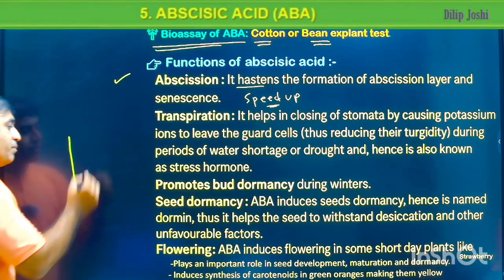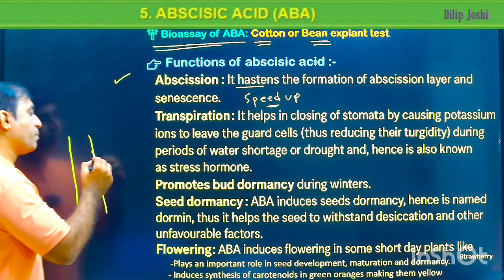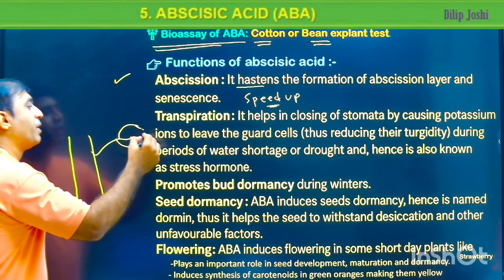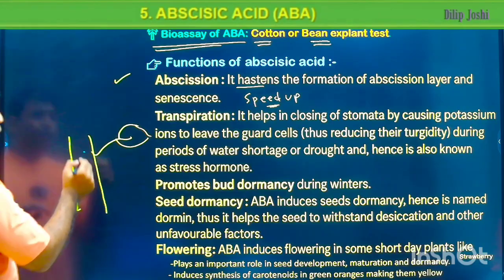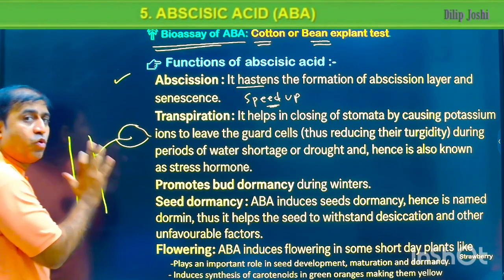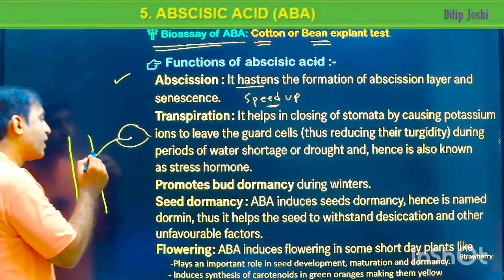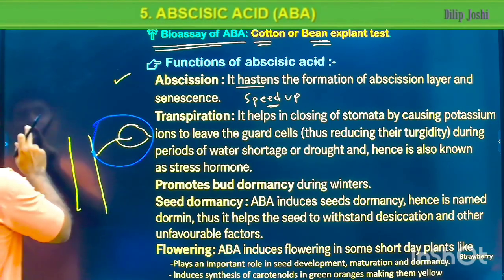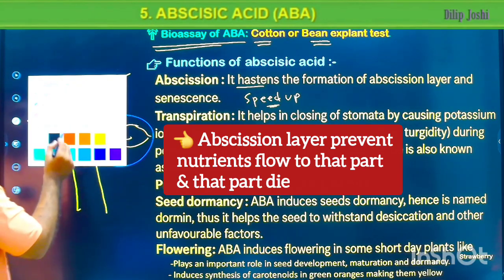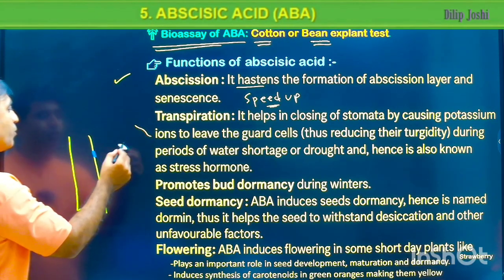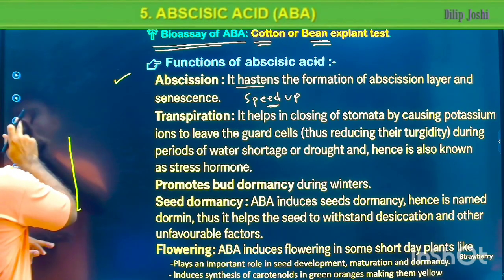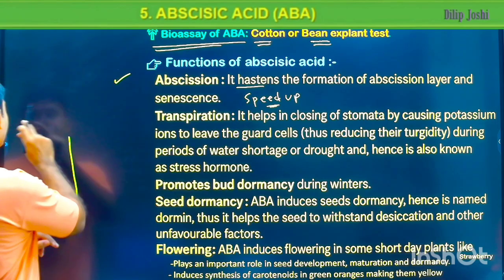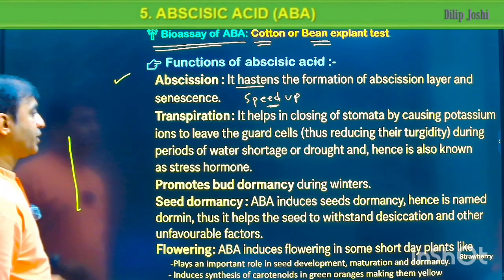See, this is the stem, and suppose this is a branch on a plant. Now this part, being mature, and suppose the plant doesn't want this part, so it will make an abscission layer here. Once the abscission layer is made, this part is removed from the plant, and this is called abscission. So this is the function of abscisic acid. It will help in the abscission.